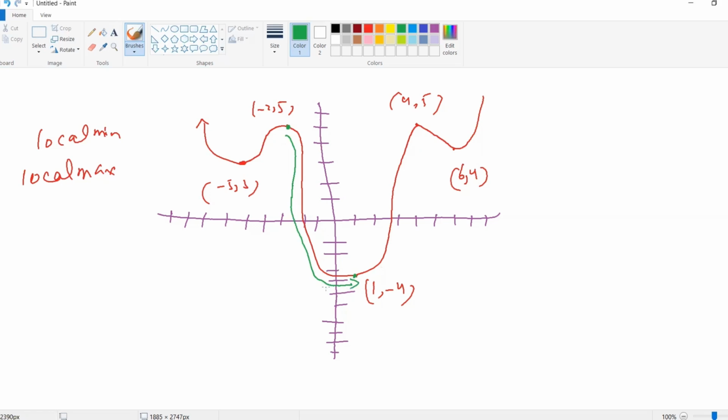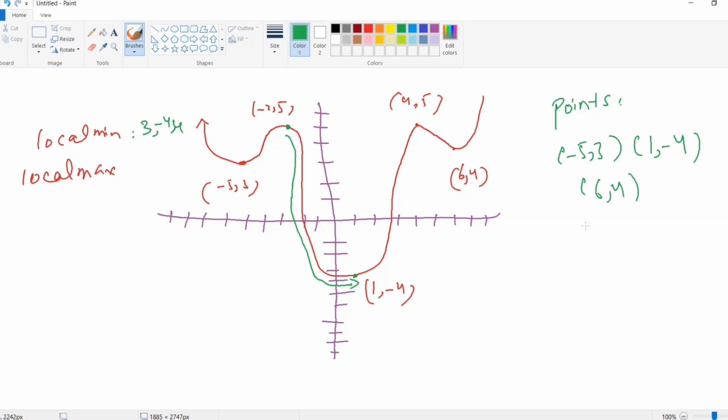The local max would be? Would be 4 or 5. No, not 4 and 5. Over here, you can check the local minimum. I'm not talking about the points, but like one point is 3, right? The other point is -4, and the other point is 4, right? So the points for the local minimum would be -5, 3, the other is 1, -4, right? And the third one is 6, 4. Yes, is it clear? Yeah.